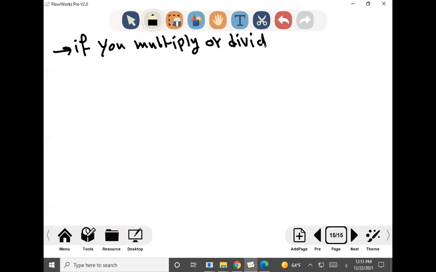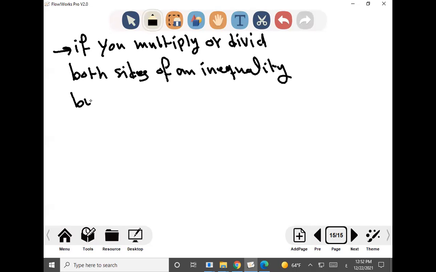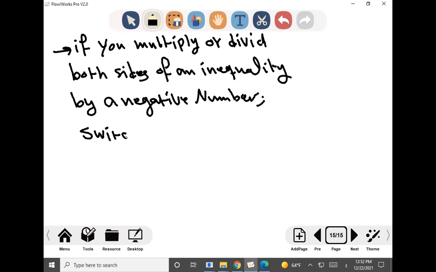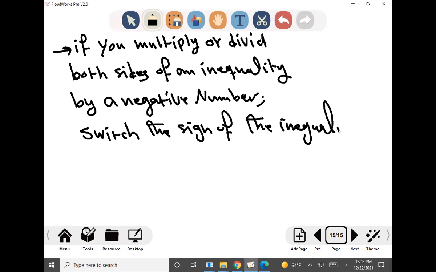If you multiply or divide both sides of an inequality by a negative number, this number can be integer, fraction, decimal, whatever, as long as it is negative, switch the sign of the inequality to the opposite.